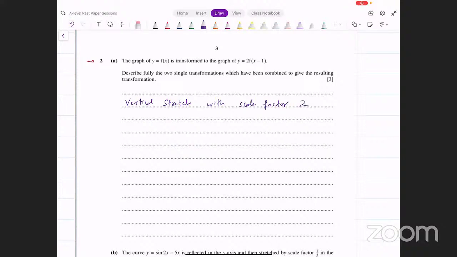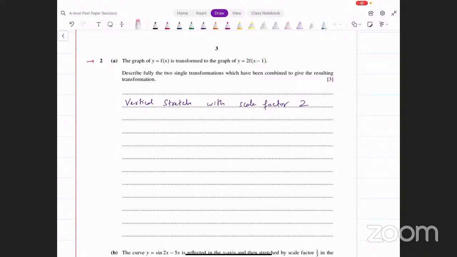The other transformation is horizontal. अच्छा, जब एक horizontal है, एक vertical है, इसमें order matter नहीं करता, right? So you could start with any one of them first. आप vertical से start कर लें, horizontal से start कर लें, it doesn't matter. I'm starting with the vertical. उसके बाद दूसरी horizontal transformation है. Horizontal transformation क्यों है? Because we've got something that's happening inside the function here. X की जगह पे x -1 आ गया.